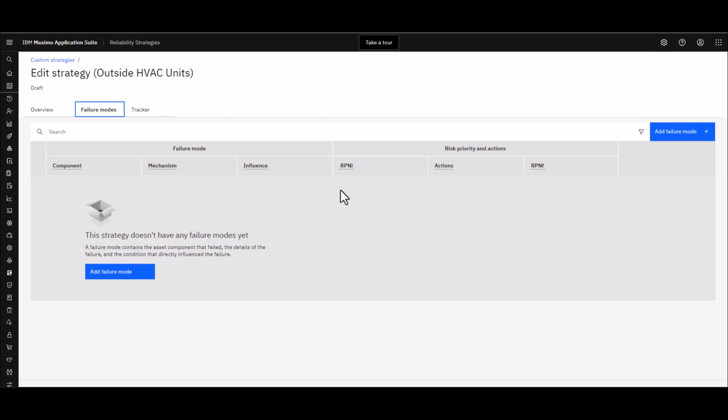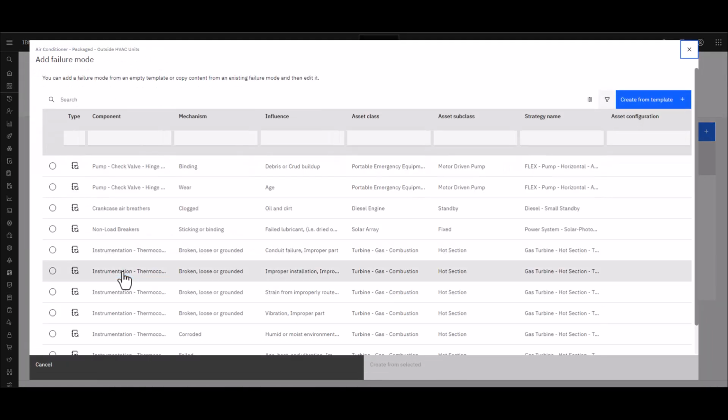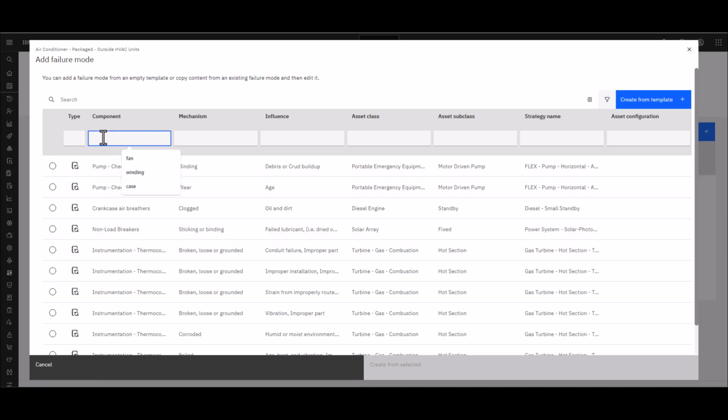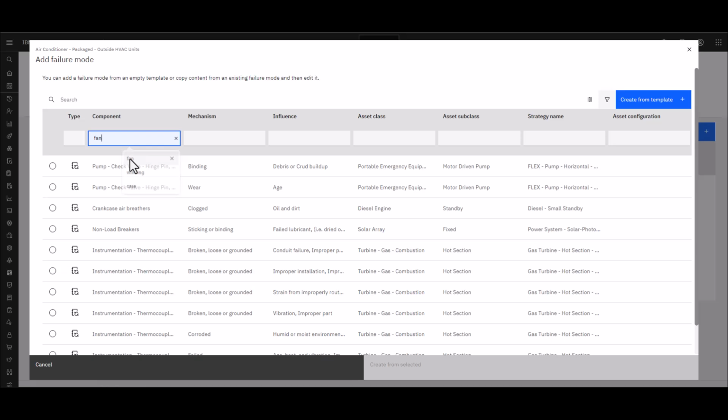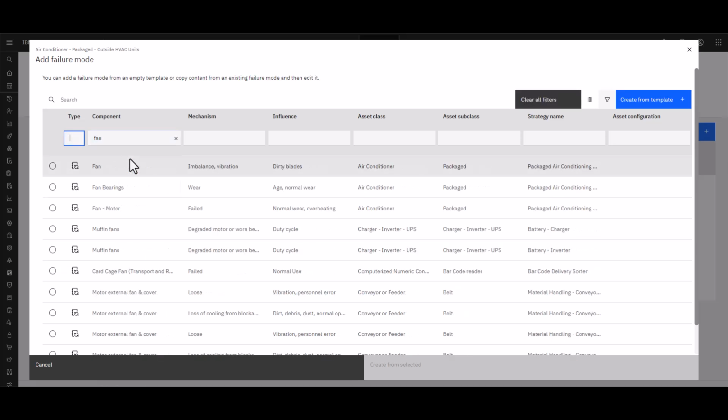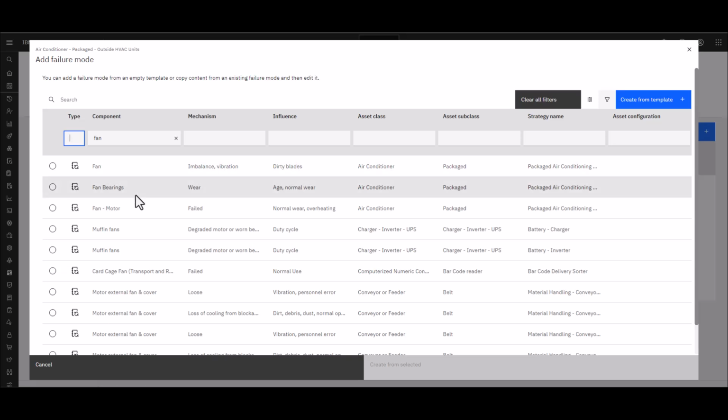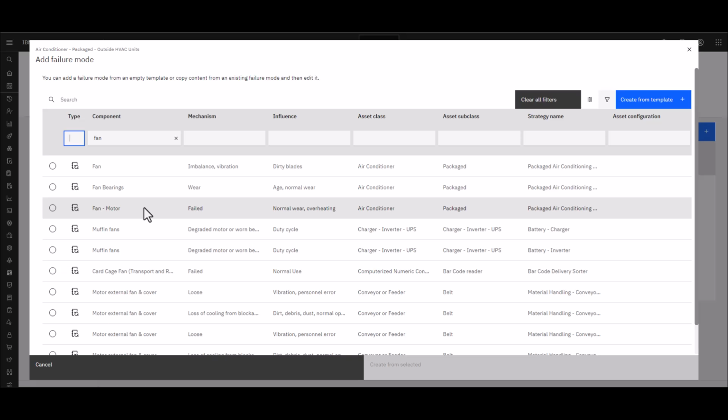So we can go ahead and add a failure mode here with the blue button. And the point is that we need to start out with the component that we are looking for. And of course the HVAC system that I am developing a strategy for, this is coming out of the library. So it gives me a variety of failure modes that I'm able to select from. And I could certainly build my own failure mode as well.